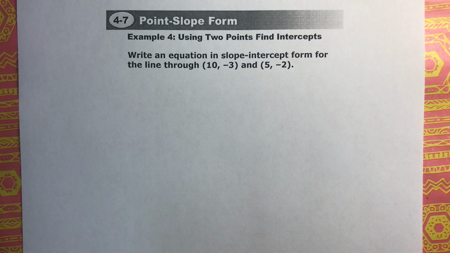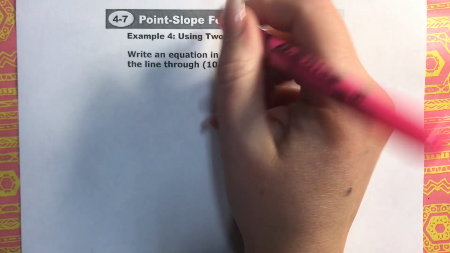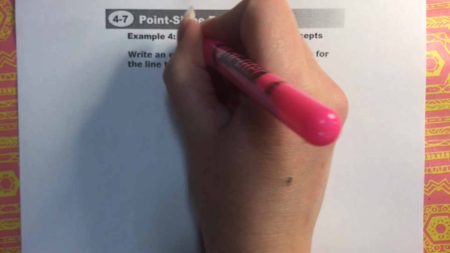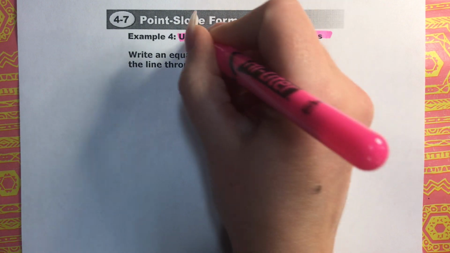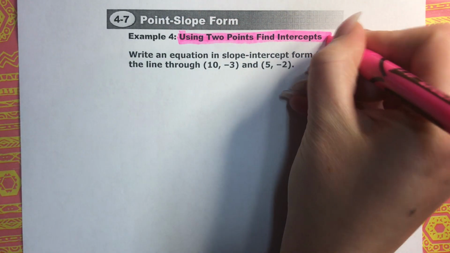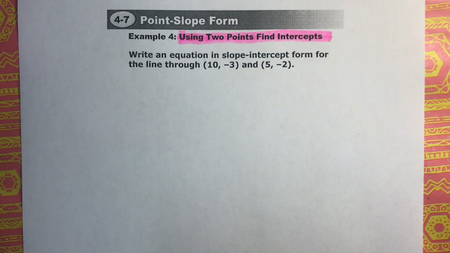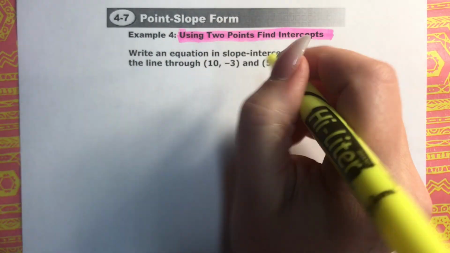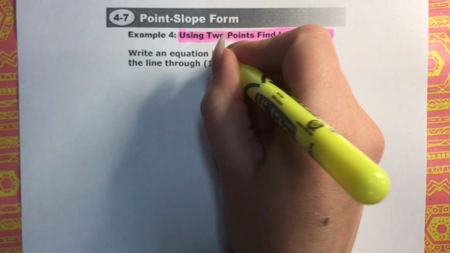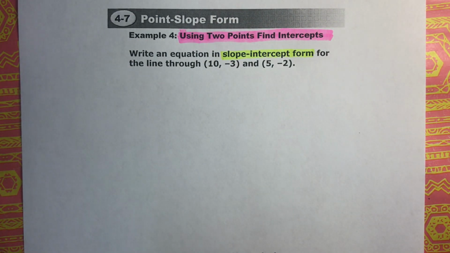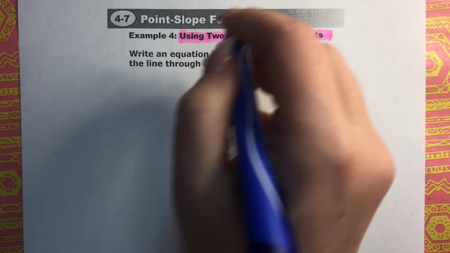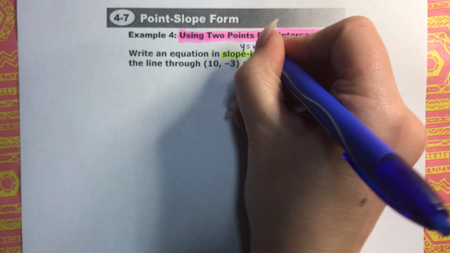All right, welcome back for example 4. In this problem, we're going to be using 2 points to find the intercepts. So what we have to do is find the x-intercept and the y-intercept. To do that, we are going to write an equation in slope-intercept form. And remember, slope-intercept form is y equals mx plus b.